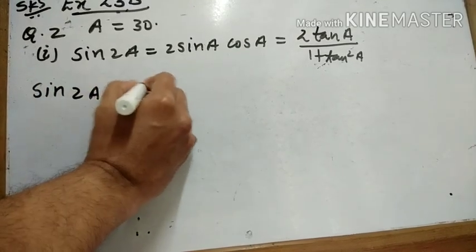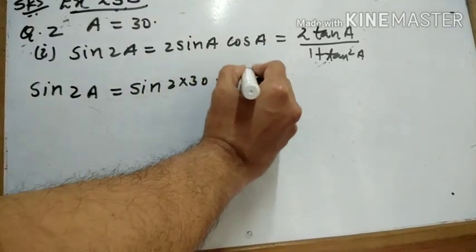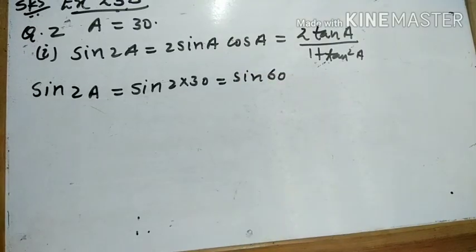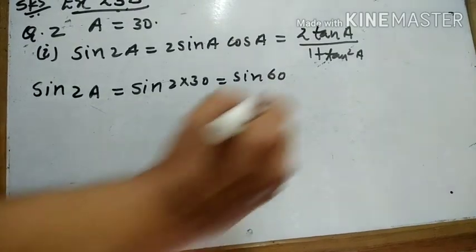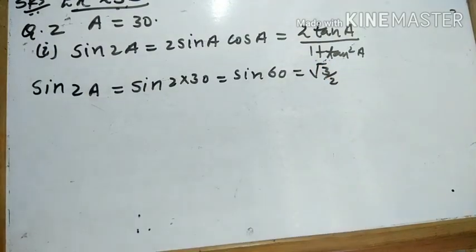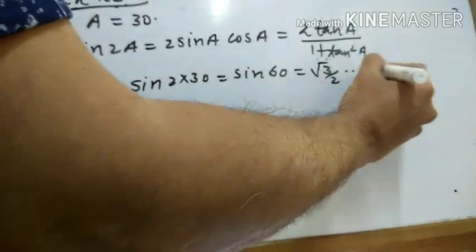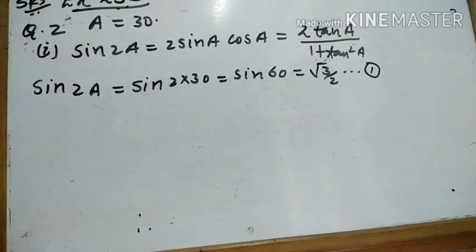Sine of 2a will become sine of 2 into 30, which will be equal to sine of 60 degree. And if you know this very well, it will be root 3 over 2. I am labeling this as result 1 that we found out.